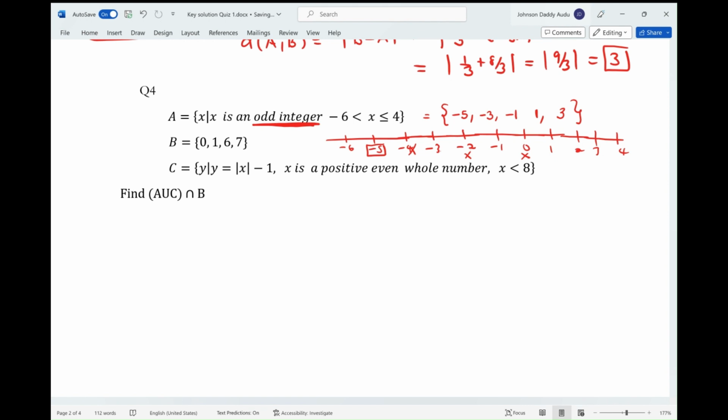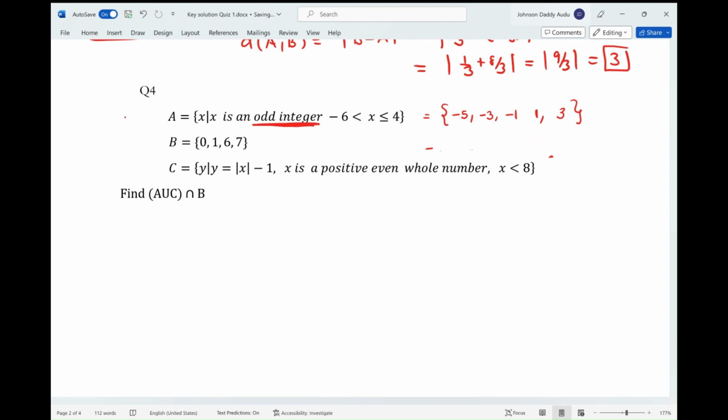So just know that between two integers, one is even, one is odd, and then it keeps changing in that manner. So here you can see that minus 6 is even, but minus 5 is odd. Minus 4 is even. Minus 3 is odd. Minus 2 is even. Minus 1 is odd. 0 is even. 1 is odd, and continuously. So this is our set A.